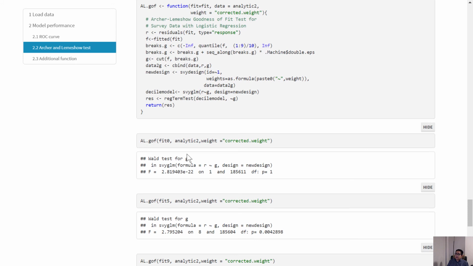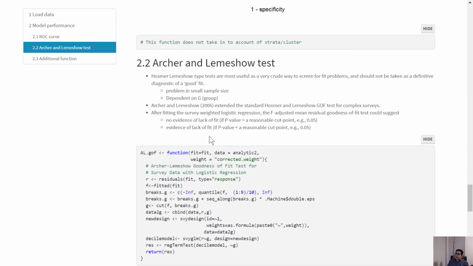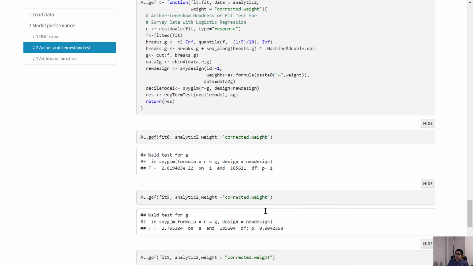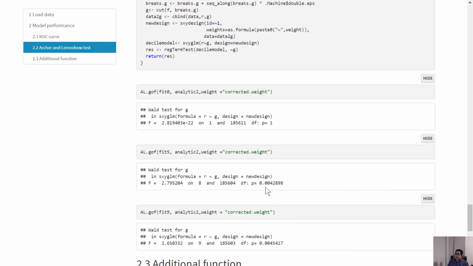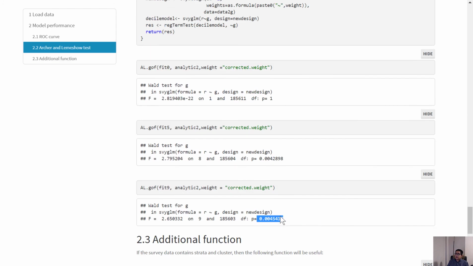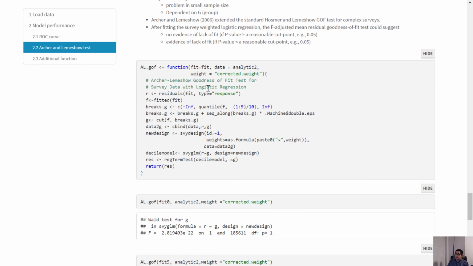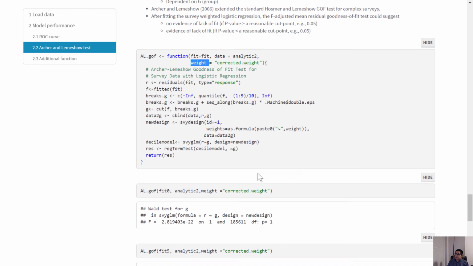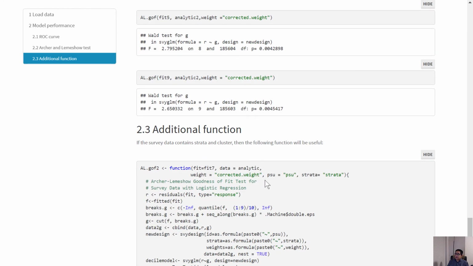Interestingly, with the Archer-Lemeshow test, when you do not have any variable adjusted, it gives no problem. That means there is no evidence of poor fit. But as soon as you start adding variables, it shows some problem. This particular function only takes into account the weight, but it does not take into account strata or cluster.